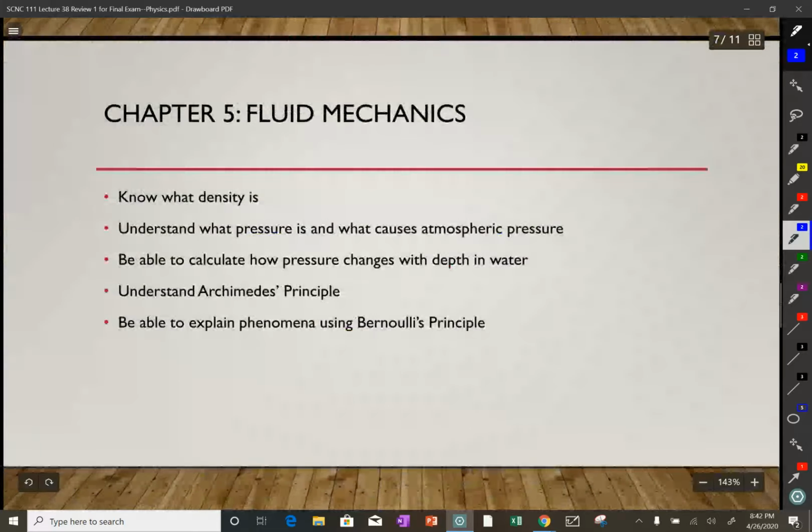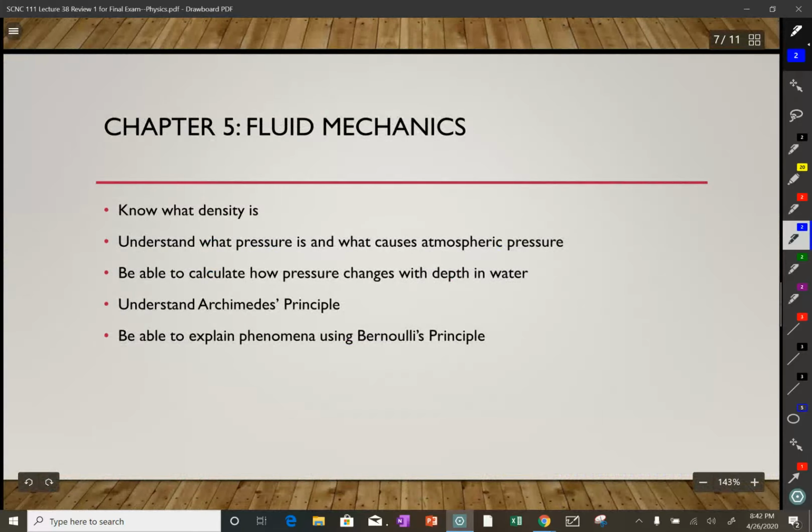Then we got to fluids. Now, in fluids, we had density. Rho is the symbol for density, and it's mass divided by volume. So different types of materials have different densities. That is, for the same volume, you might have more mass or less mass. Make sure you understand what mass is, a measurement of how much matter is present.